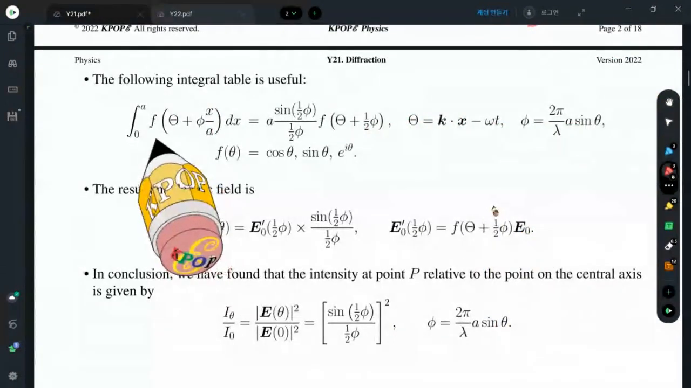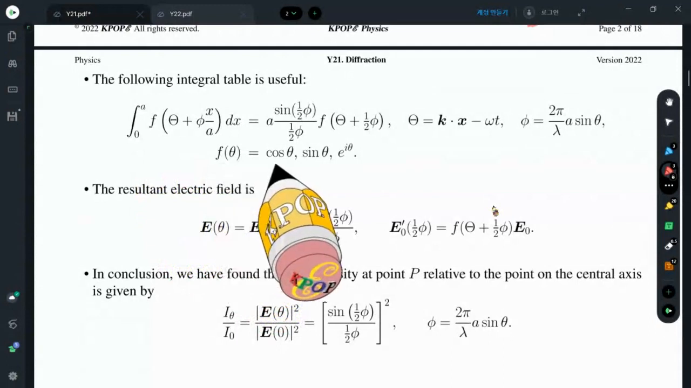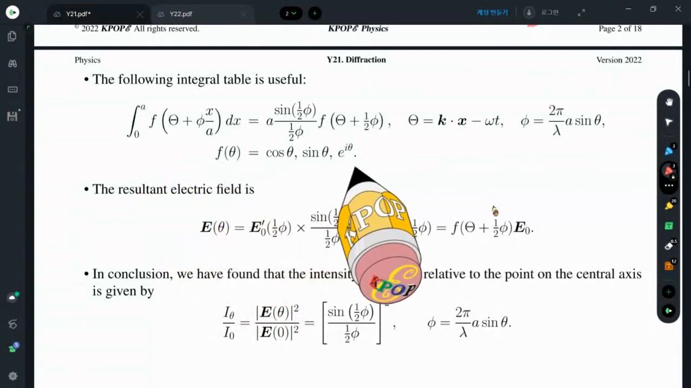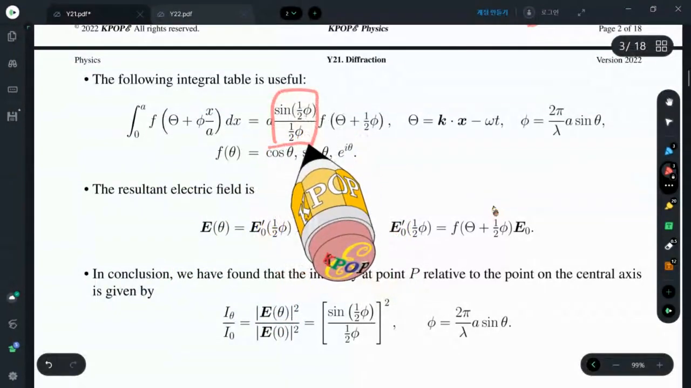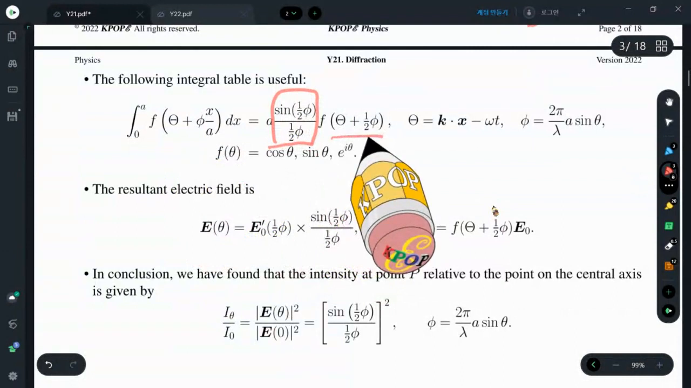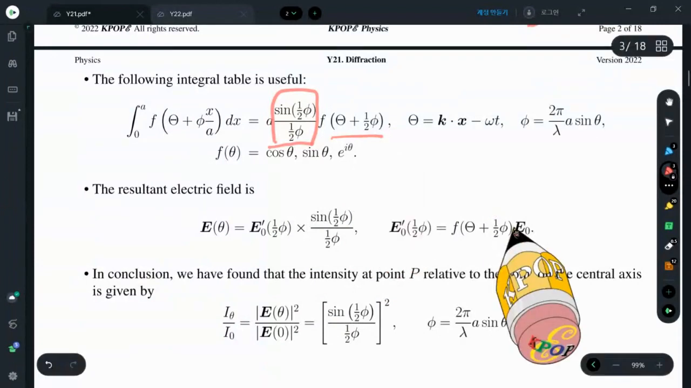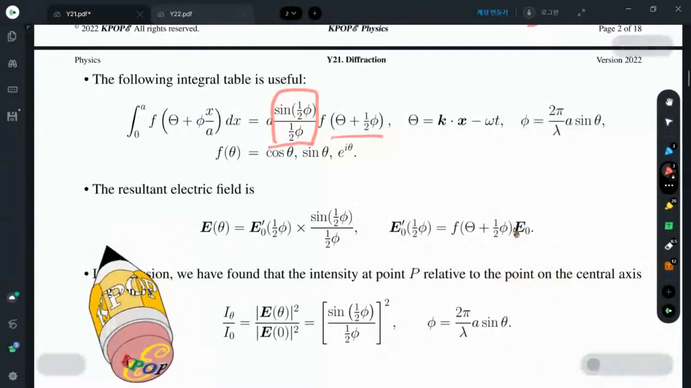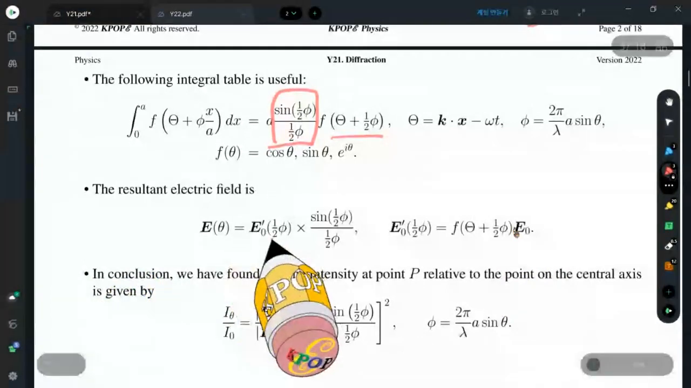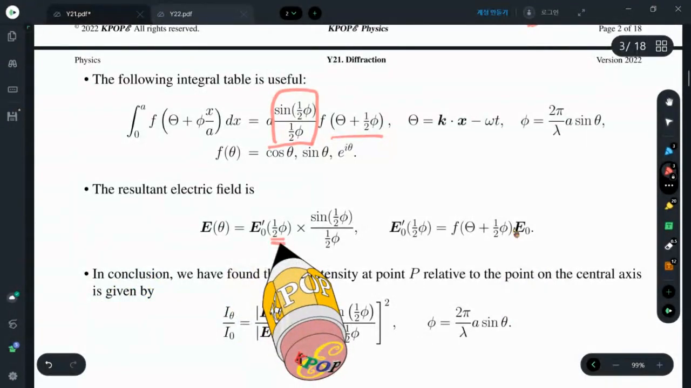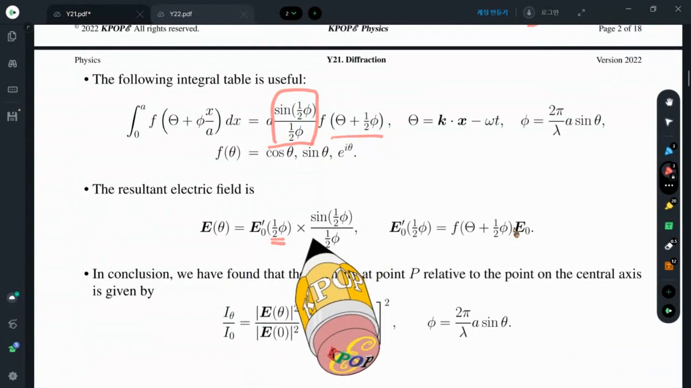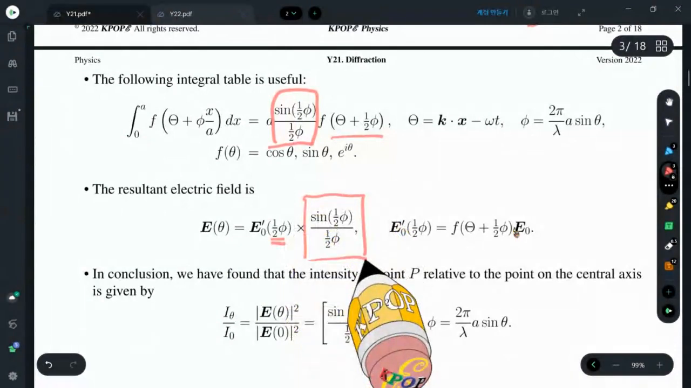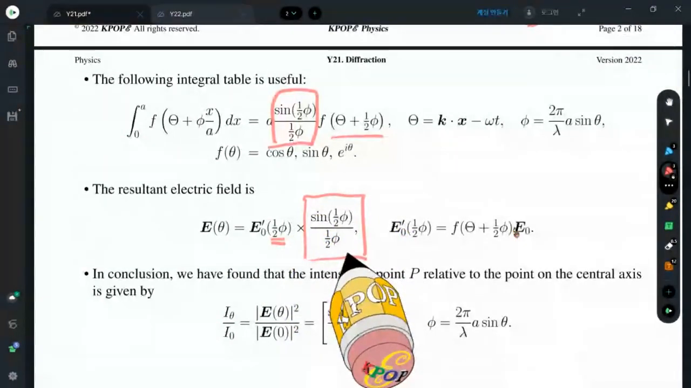For any case where f of theta is a cosine, sine, or exponential, we always have this kind of common factor, and the remaining piece is the same. You can do it by yourself by integration. So what we have found is the shift in the overall phase in the amplitude, and we have an additional factor that is sine of half of phi divided by half of phi.